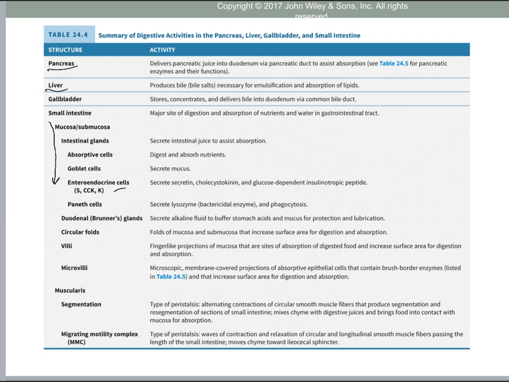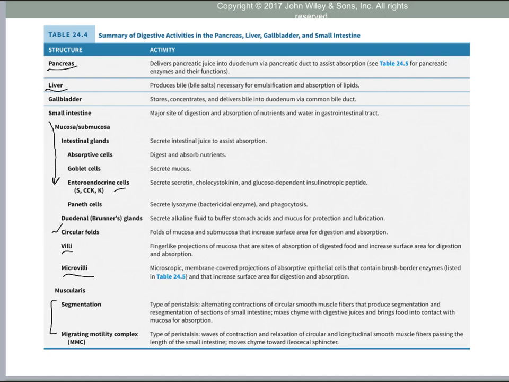Our plicae circularis, so we start here, plicae circularis, folds of the mucosa and submucosa that are increasing surface area for digestion and absorption. We have our finger-like projections called villi, maximizing surface area, and then our finger-like projections on top of that, microvilli, so microscopic membrane-covered projections of absorptive epithelial cells that contain brush border enzymes, increasing surface area for digestion and absorption.